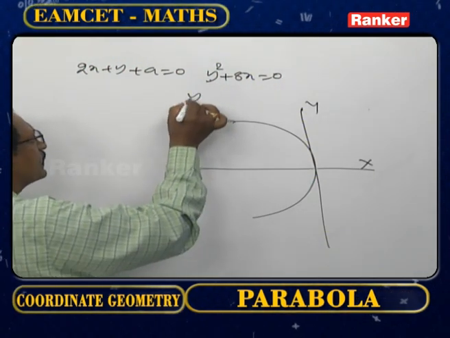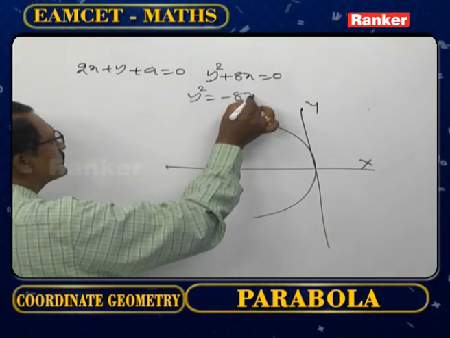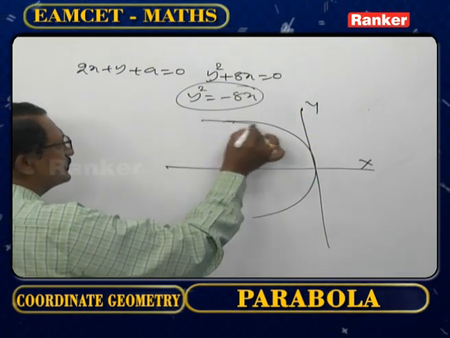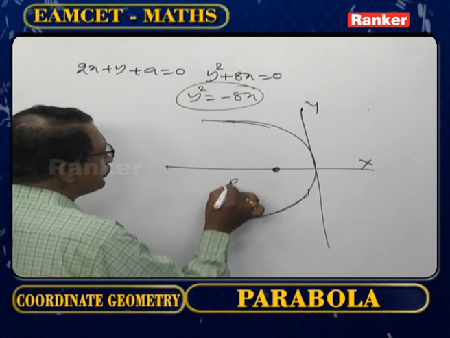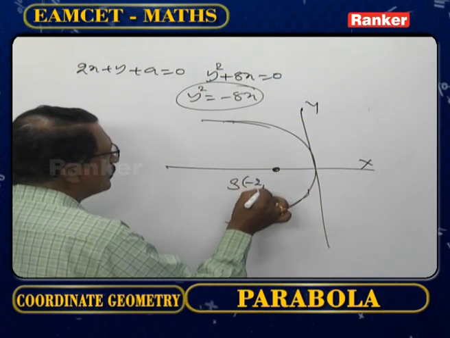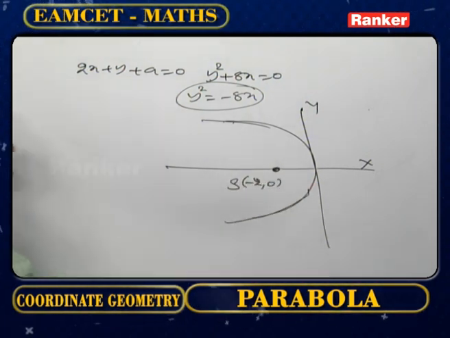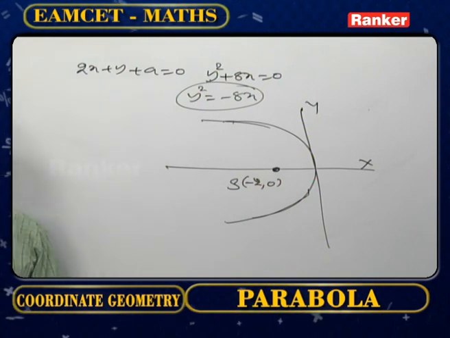The equation of the parabola is y square equals to minus 8x. Now, its axis is the negative x axis. Its focus equals to minus a comma 0, or minus 2 comma 0.